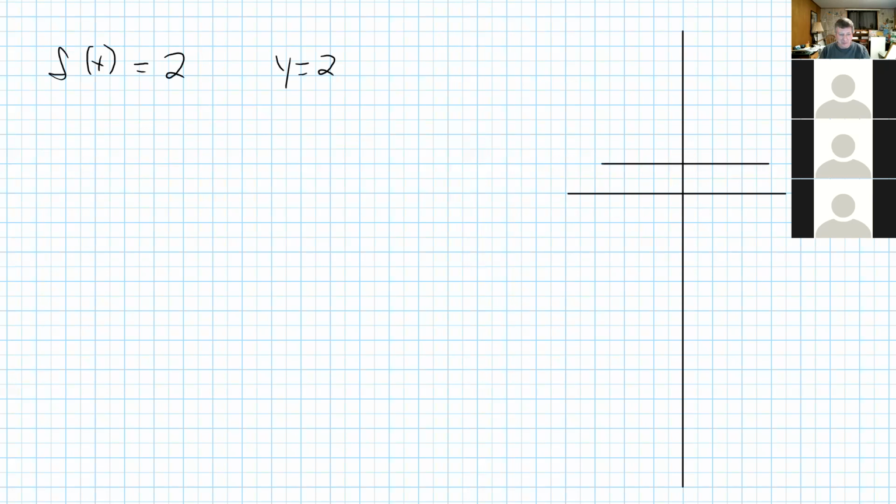Good job. And I suppose if you wanted to write this in slope-intercept form, it'd be f of x equals 0x plus 2. So the slope is 0. The slope of a horizontal line is 0. And the y-intercept is 2. So it's a horizontal line passing through y equals 2. We okay with that? All right.